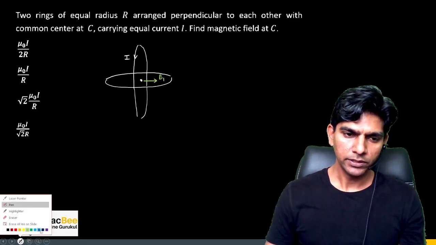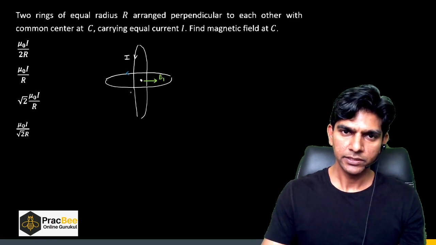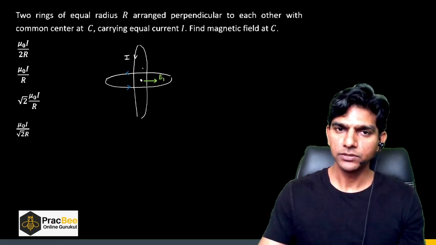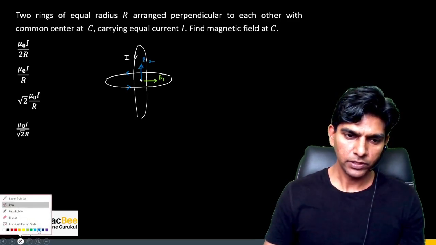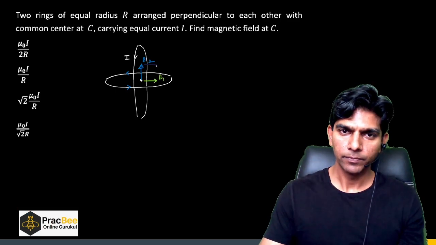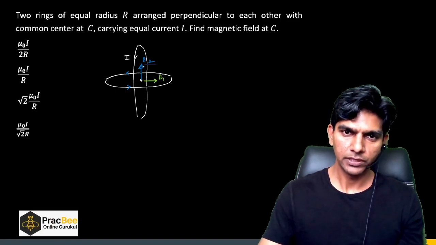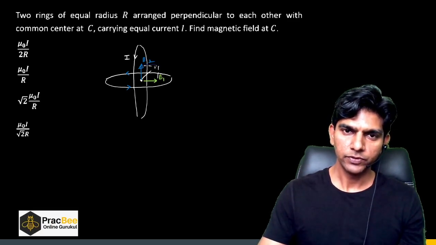And due to the other current, let us say in this ring the current is in this direction, so the magnetic field will be in the upward direction. So this is B2. Now the resultant of these two fields will be the net field at the center. So let me show it like this. That is the net field, B net.